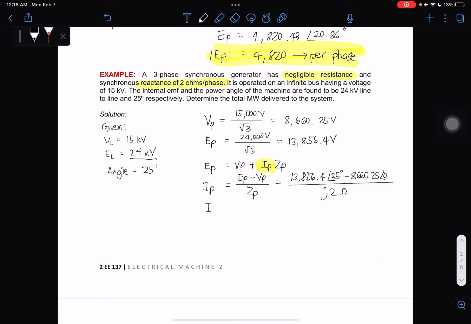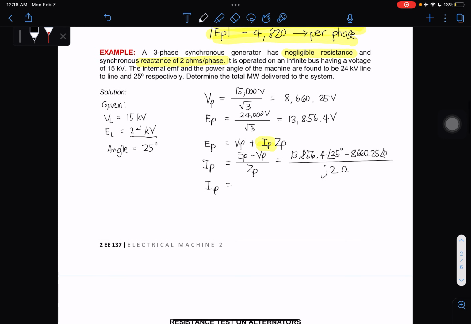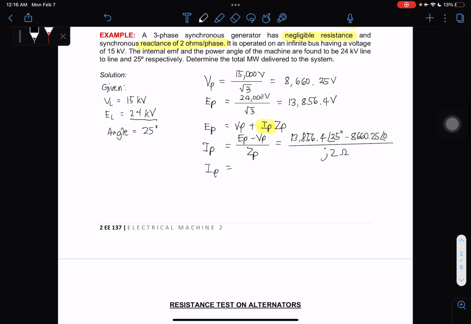So our phase current IP is 3,517.3 with an angle of negative 33.64 degrees. So that is our phase current.